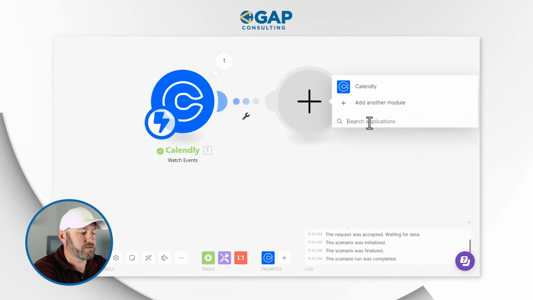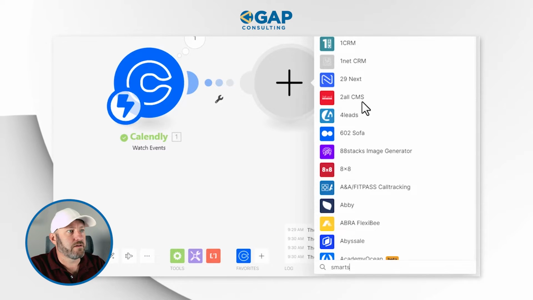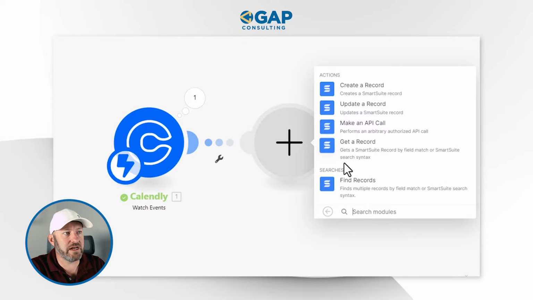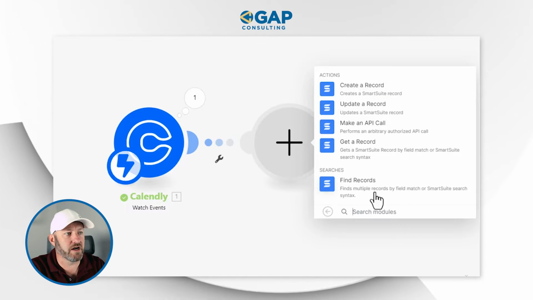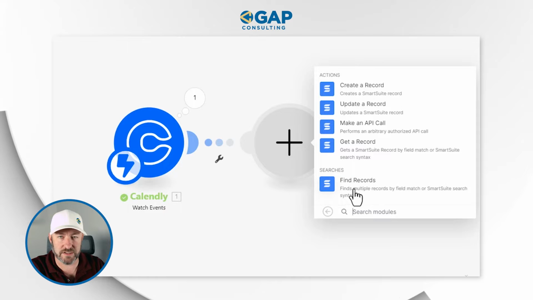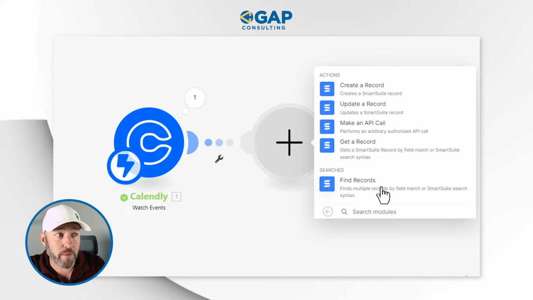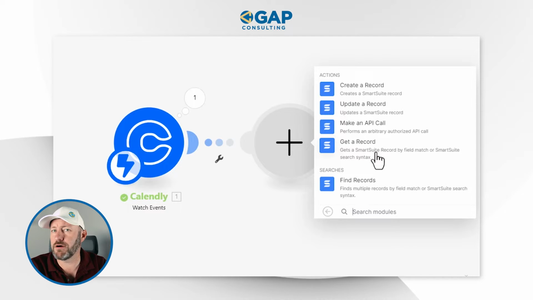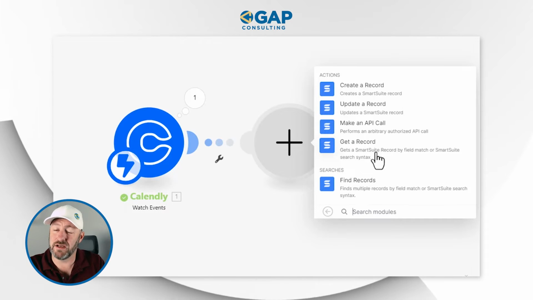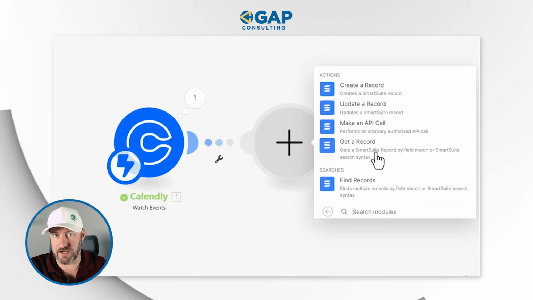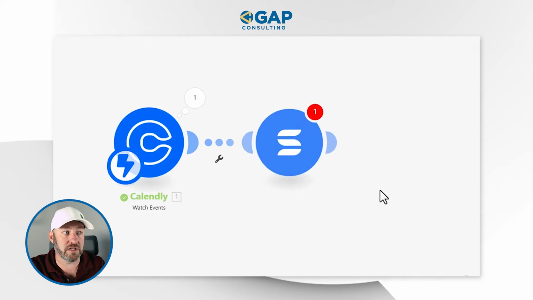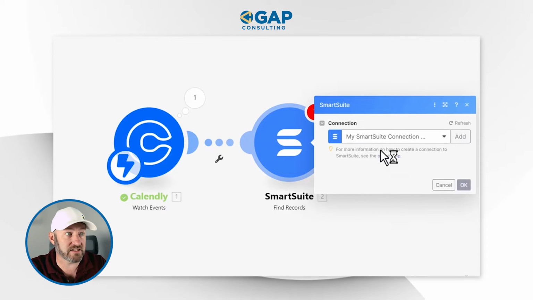We're going to search SmartSuite. We'll look for the software here. There it is. Inside of SmartSuite, I am going to perform a search, which is find records. If I already know the ID of a record, I can perform get a record, but I don't know it. All I know about the record potentially is that I have an email address that I'm trying to map or a name. So using find records will allow me to actually perform that search.